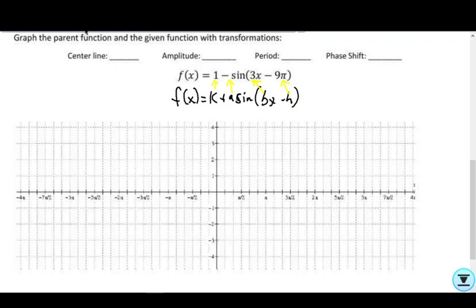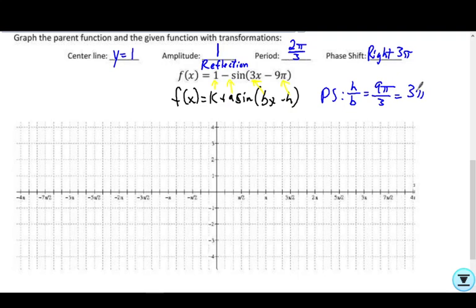Okay? So my center line is at y equals 1. So it's been shifted up 1. My amplitude's 1, but that negative is a reflection. My period is 2 pi over 3. And my phase shift is to the right 3 pi, because my phase shift is h over b, which is 9 pi over 3, which is 3 pi.